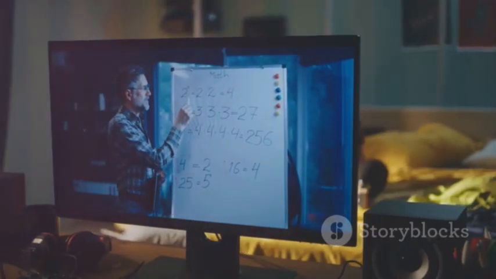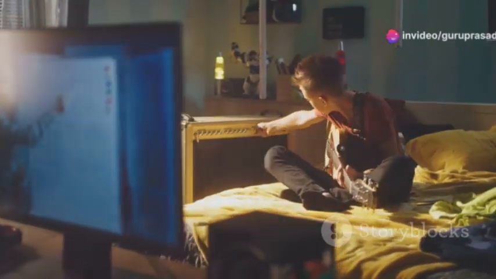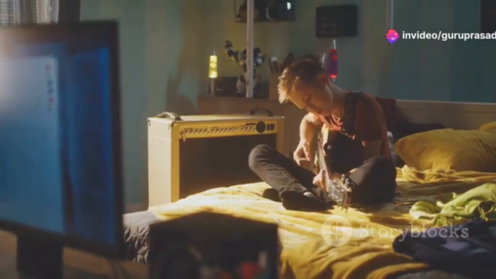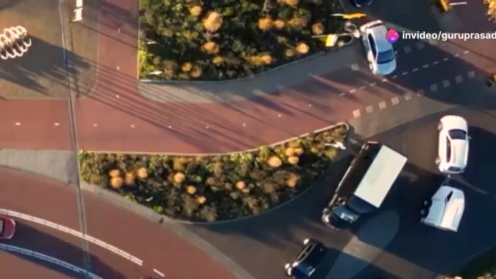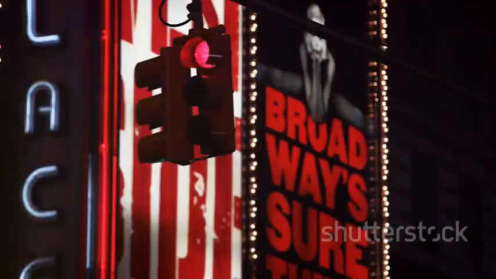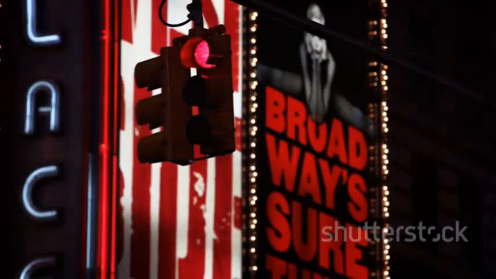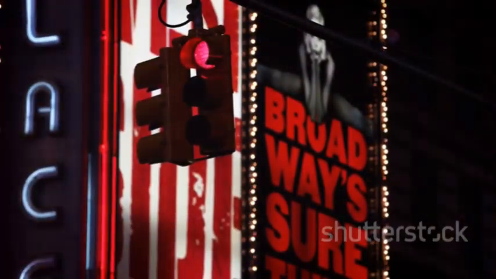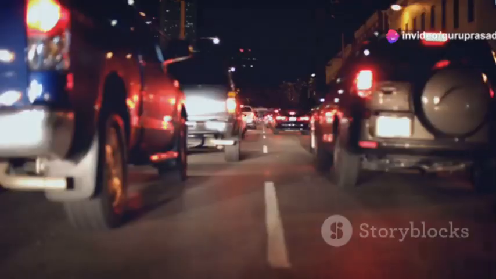The formula for calculating the total cycle length, C, is C equals lost time divided by 1 minus the critical flow ratio. Don't let the equation intimidate you. Let's break it down. Lost time refers to the time during a signal cycle when vehicles are not moving due to factors like vehicle startup time and pedestrian crossings. It's the time lost between green lights.